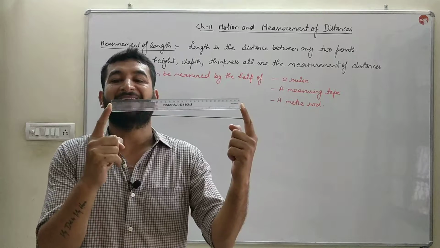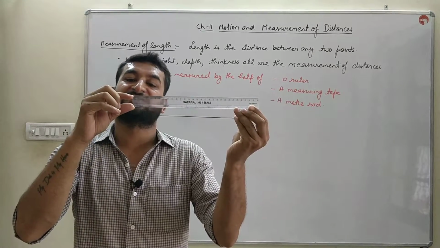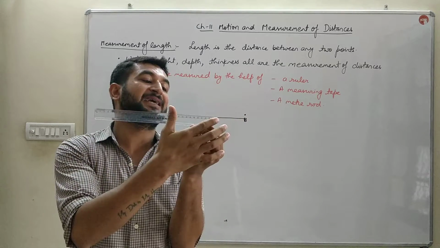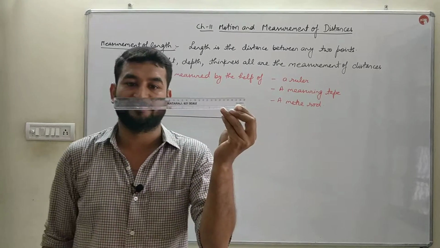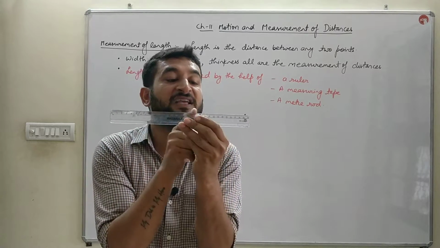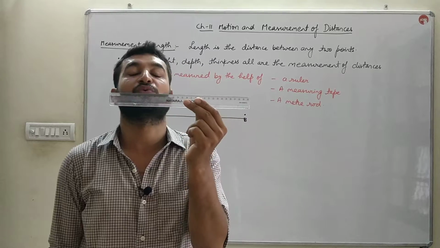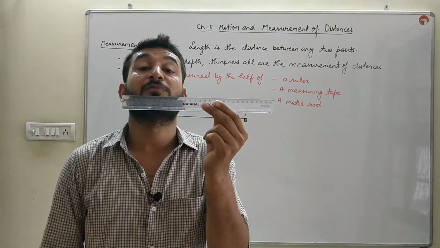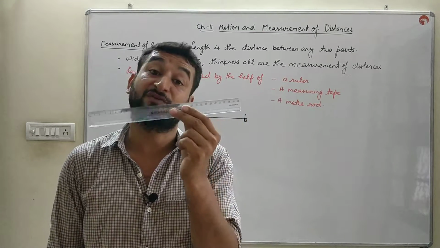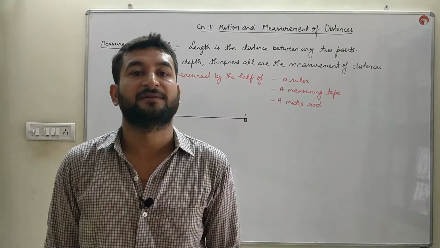You all must have it, bache. This scale has a reading. At the left, it is written as 0, and on the right, it is written 30. So this scale can measure up to 30 centimeters of length. So that is the scale or ruler which we use to measure a distance within 30 centimeters more accurately.